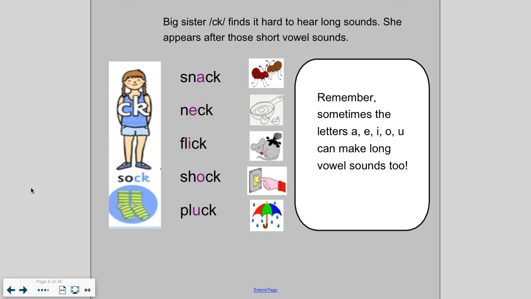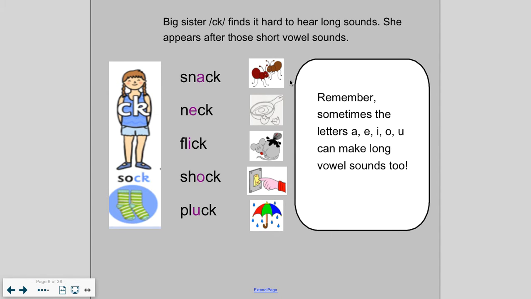Now, big sister k finds it hard to hear long sounds, so she appears after all of those short vowel sounds. Big sister is spelt with a C and a K.